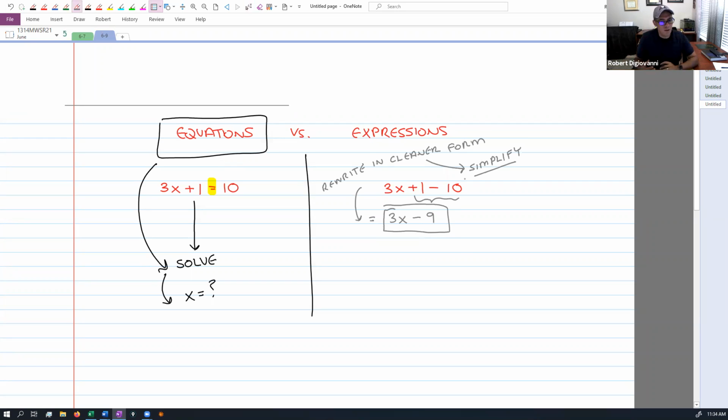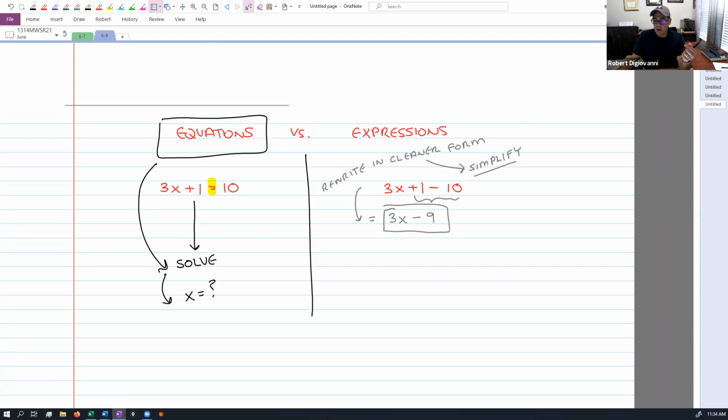Just make it look nicer, okay? If there's numbers, put them together. If there's variables, you can combine those. It's called like terms, and we'll discuss it more as we get to it. But the big thing is when you're looking at something, you have to know the difference between an equation and an expression because that dictates what you're going to do.